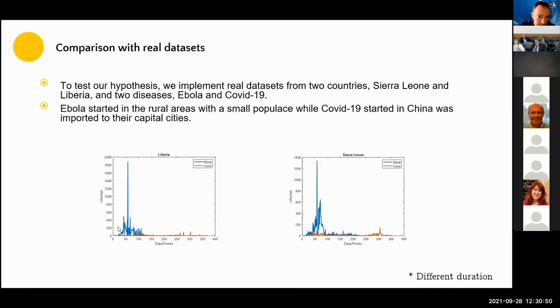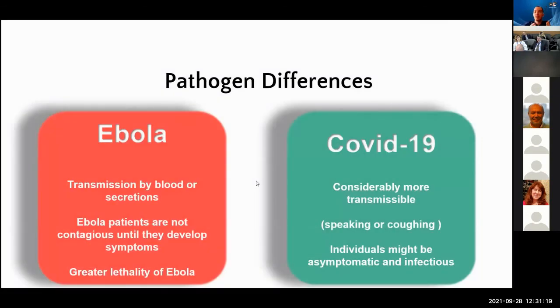As I said, if it starts from a smaller populace, like Ebola, you see how it jumped really high and how infectious it was here in both Sierra Leone and Liberia. And COVID is not so, it is in the main city, the capital city, but it's not so dangerous as Ebola. So on the next slide, as I said, pathogen differences.